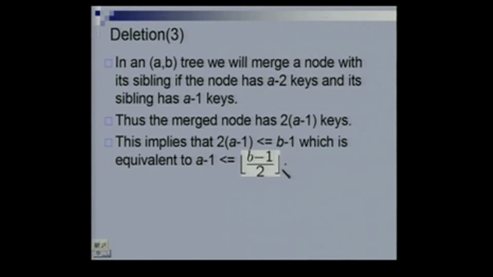Why have I said floor? Well, a minus 1 has to be an integer, right? So this one is saying a minus 1 is less than or equal to b minus 1 by 2. And since a minus 1 is an integer, it has to be less than or equal to the floor of this b minus 1 by 2. Floor means rounded down. This symbol means if this is not an integer, round it down to the nearest integer.